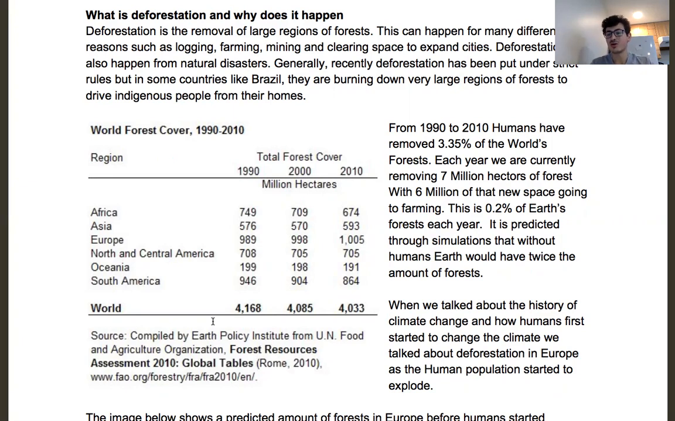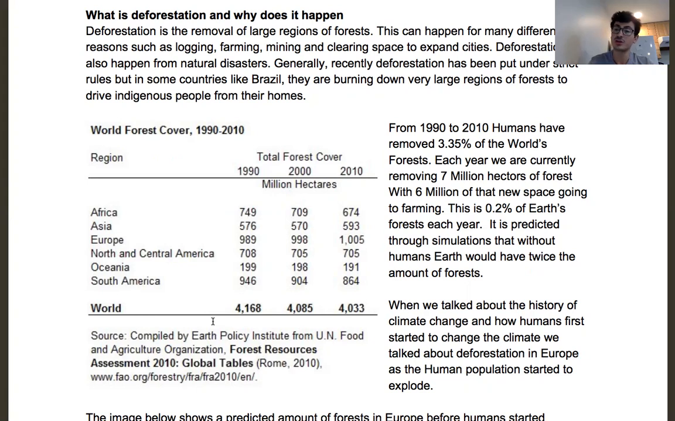In 1990, there's about 4,170,000,000 hectares. And now in 2010, there was only about 4,033,000,000 hectares. So that's a reduction of about 3.35% of the world's forests in 20 years. That's a huge amount of the world's forest gone in 20 years.